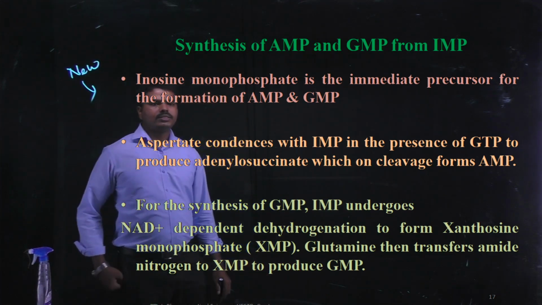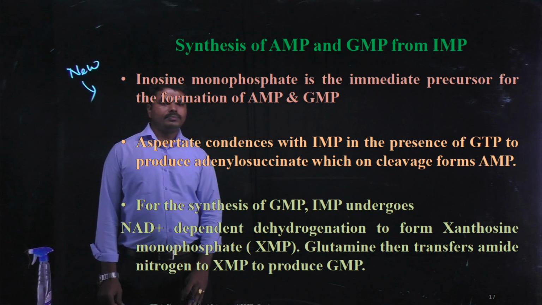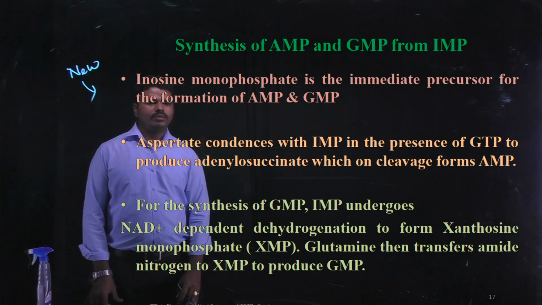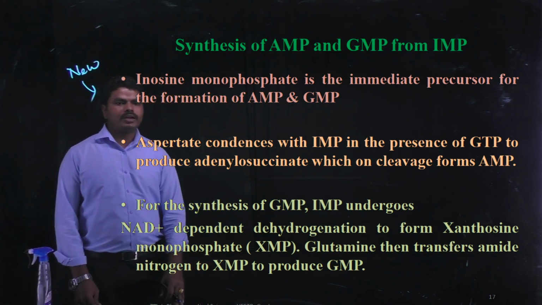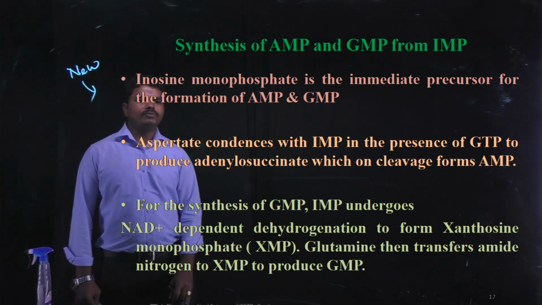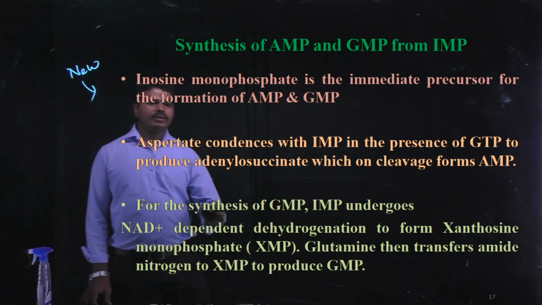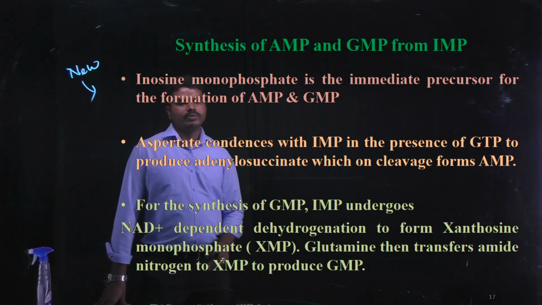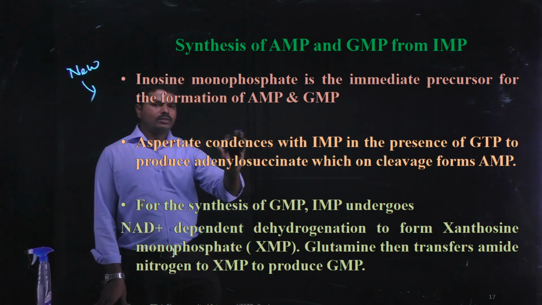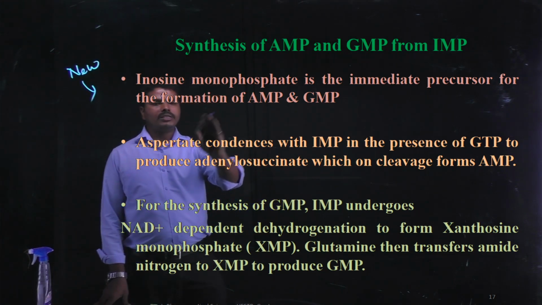And here the synthesis of AMP and GMP from the IMP generally happens. So the aspartate condenses with the IMP in the presence of GTP to produce the adenylosuccinate, which on cleavage forms the AMP. So that means this is a single step reaction, that is, aspartate condenses with the IMP.